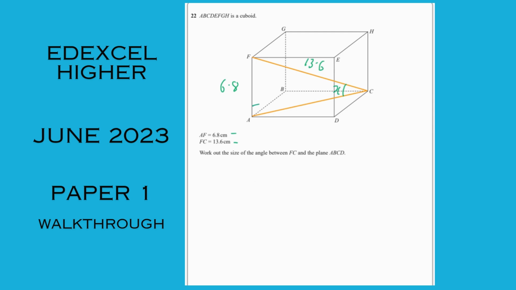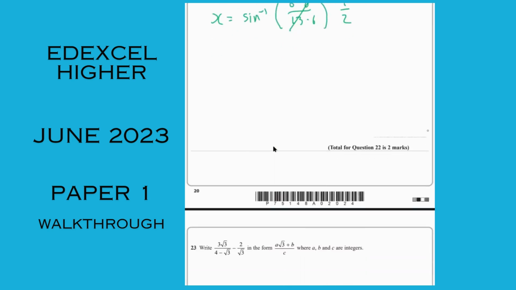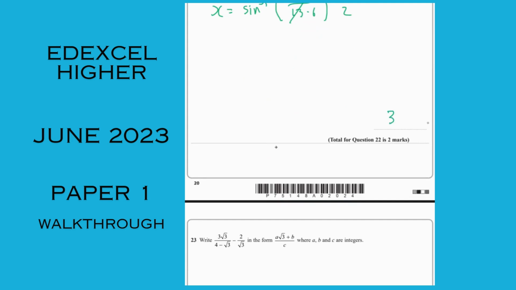So, the right angle's there. We've got opposite and hypotenuse. The angle is sine to the minus 1 of opposite over hypotenuse. How the heck do we do that without a calculator? I've already mentioned 6.8 doubles to 13.6. In other words, it's a half. It's your old friend that sine of 30 makes a half. That's why it's only for 2 marks.